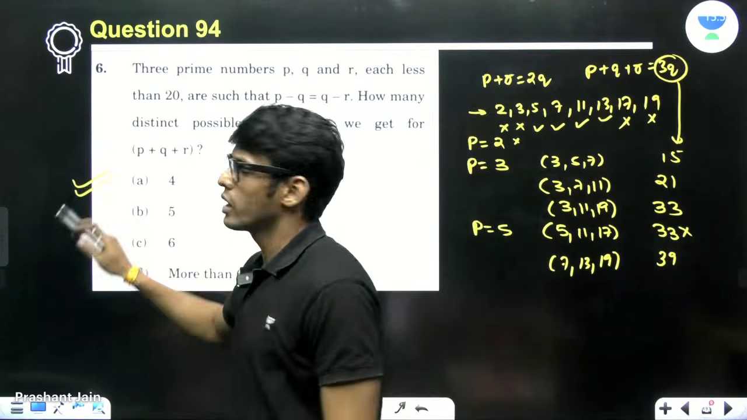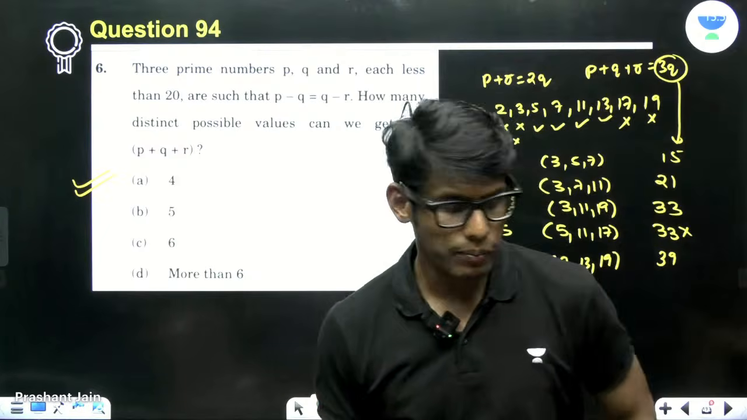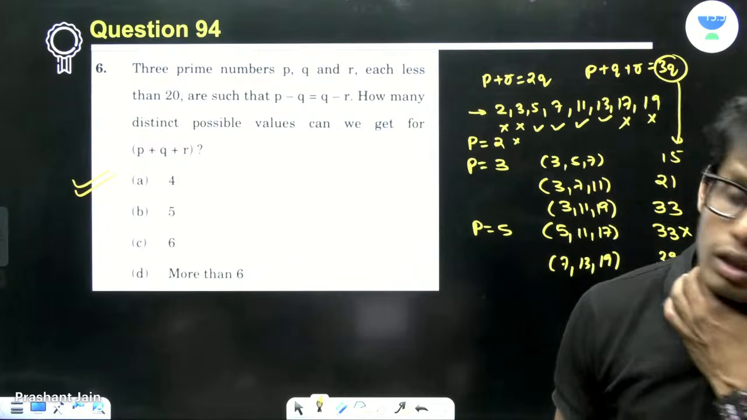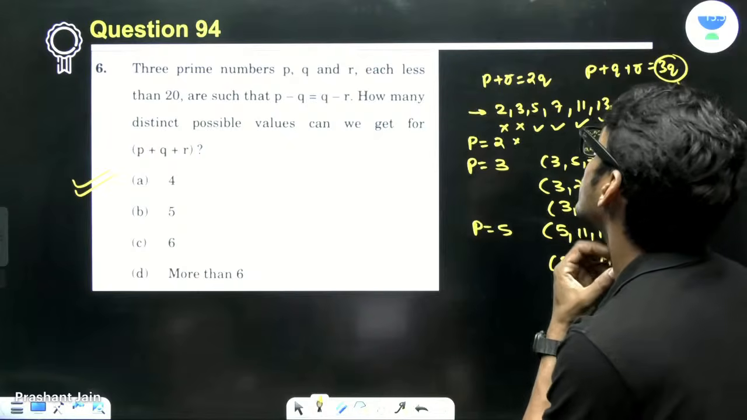Maybe I have the answer key wrong. The answer has to be 4. It cannot be more than 4.